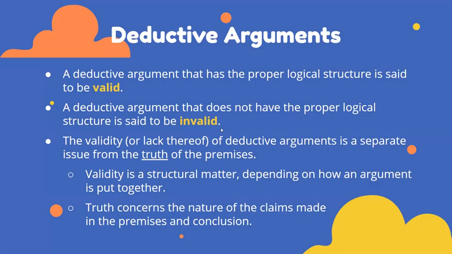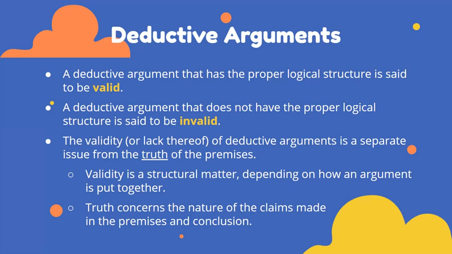So deductive arguments that have the right structure are said to be valid. Now, validity is a very complex term in logic. What we mean by validity has nothing to do with truth, but structure or form. So some arguments have good forms and some arguments don't. So the deductive arguments that do have the right kind of form, those are the ones that are valid. A deductive argument that does not have the proper logical structure is said to be invalid.